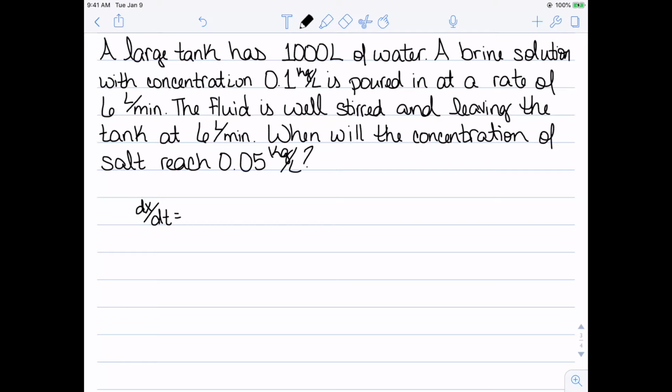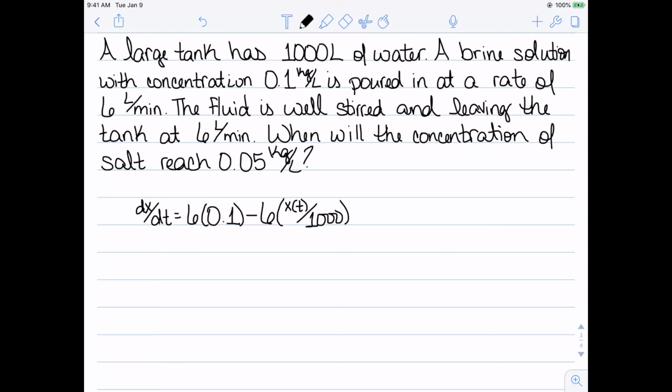Our basic formula for these problems says that dx/dt is equal to the input rate minus the output rate. We said that the input rate was obtained by multiplying the flow rate by the concentration. So we have 6 times 0.1 minus the output rate. The output rate multiplied the rate that it's leaving by the new concentration, which was x of t divided by the volume, which here is 1,000. So my output rate would be 6 times x over 1,000.